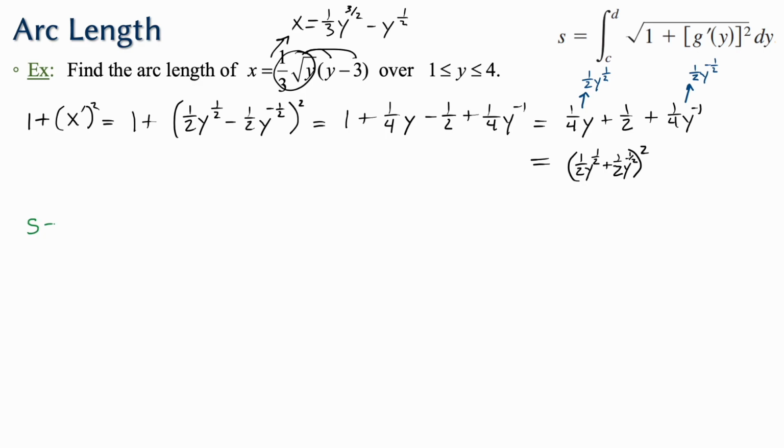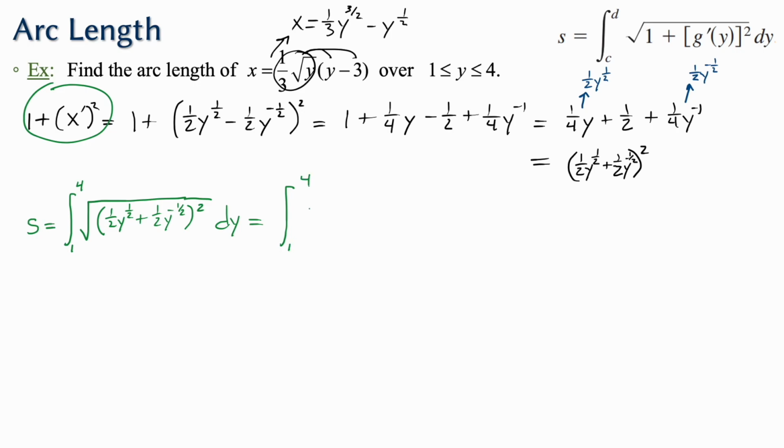Okay, so now I'm ready to calculate my arc length. Now along the y's, we're going from 1 to 4 as far as y values. And again, it's going to be the square root of the 1 plus derivative squared, which we found out to be 1/2 y raised to the 1/2 power plus 1/2 y raised to the negative 1/2 power. And that whole thing, of course, was being squared. So when I simplify that, making the radical go away, all I'm left with is the integral of 1/2 y to the positive 1/2 power plus 1/2 y to the negative 1/2 power.